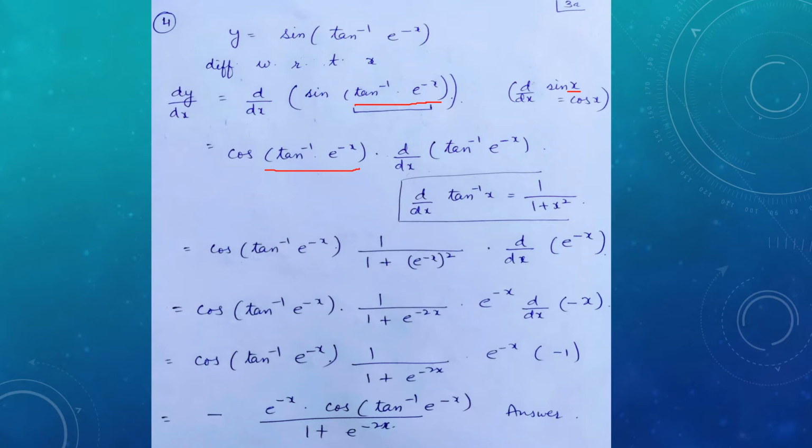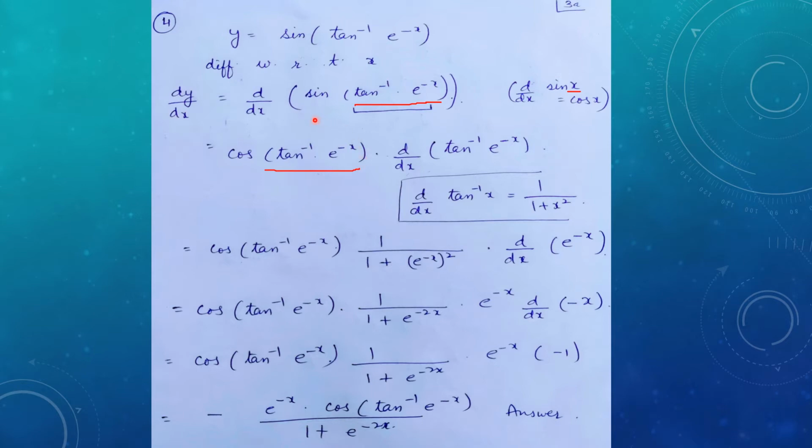I have underlined here, here and here the same things, meaning this x is getting substituted for tan inverse e power minus x. This is how I have written here. There is no need of any confusion. Cos of tan inverse e power minus x.